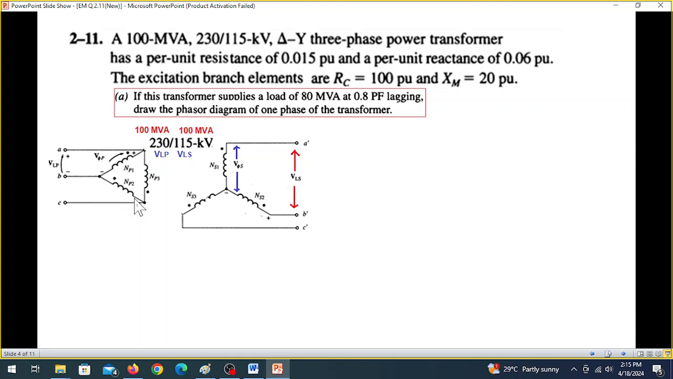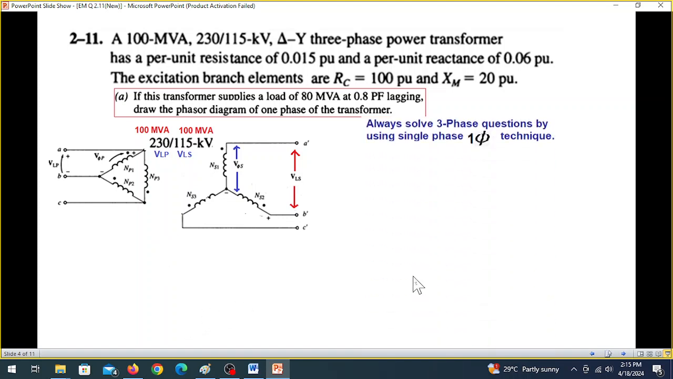So it's a delta on the primary side and a Y or star on the secondary side. Power, we know, on both sides of the transformer remains the same, so 100 MVA, 100 MVA. This is always line voltage. The line voltage VLP is 230 kV on the primary side, and the line voltage VLS is 115 kV. Both are in kV.